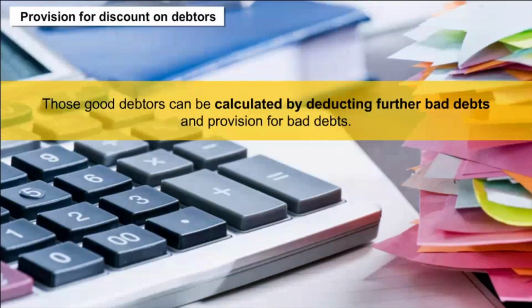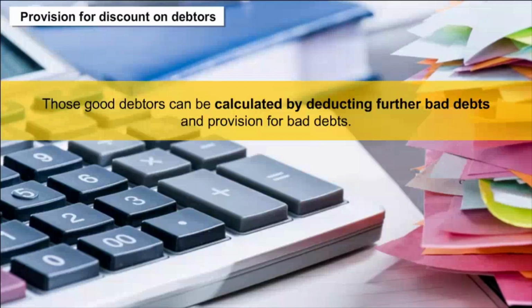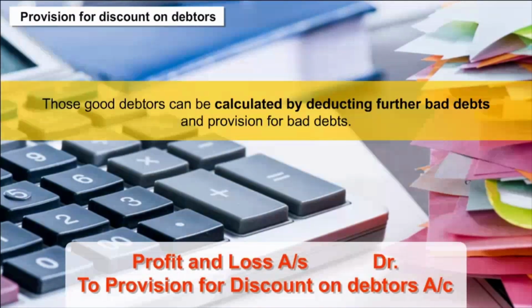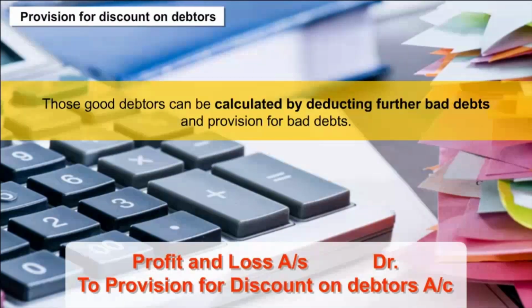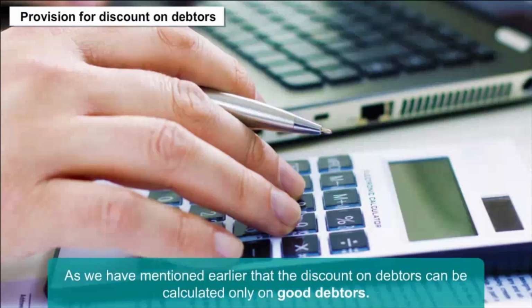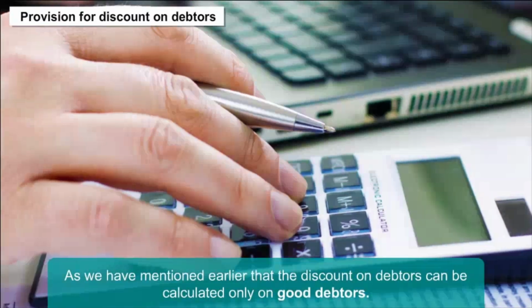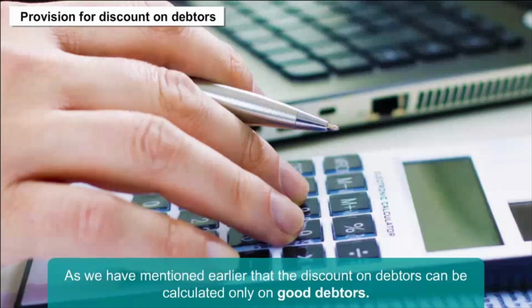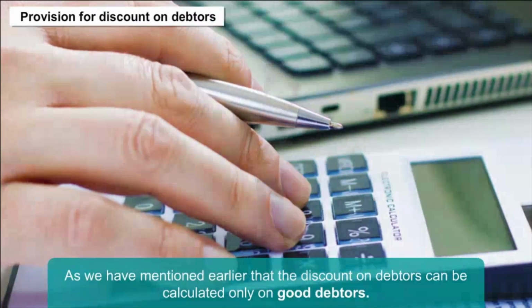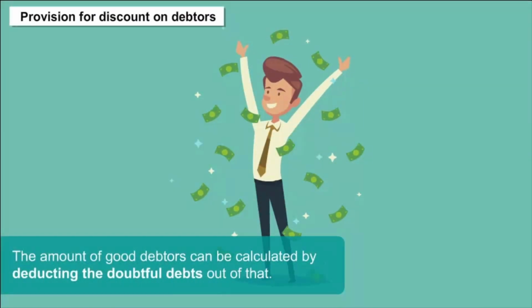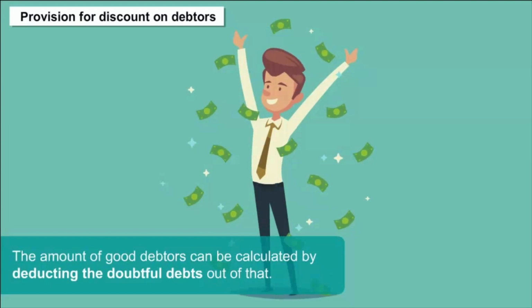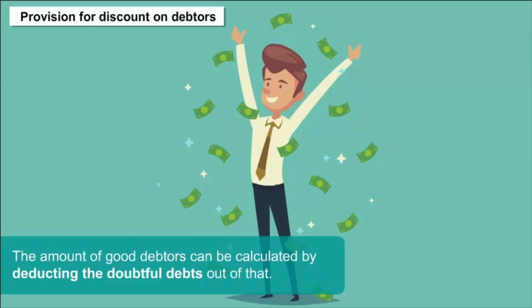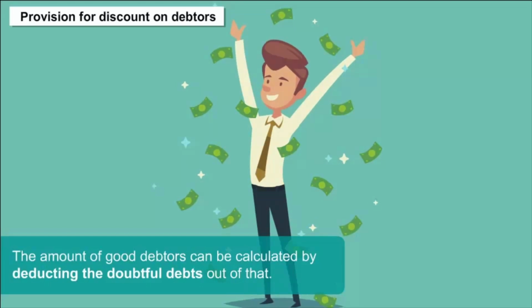The entry for provision for discount on debtors would be profit and loss account debited to provision for discount on debtors account. As we have mentioned earlier, the discount on debtors can be calculated only on good debtors. The amount of good debtors can be calculated by deducting the doubtful debts out of that. The adjustment entry for the same would be done as follows.